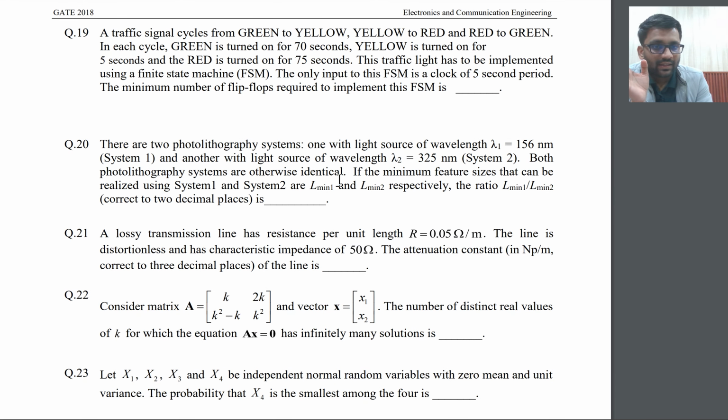Now again, this is very straightforward. Photolithography systems are given, you need to compare the wavelengths and what they are asking. Wavelength is given, both photolithography systems are okay. As of now, this is not in our syllabus. Photolithography was there previously in the syllabus, but now it is not. If it was in the syllabus, this question would have been very easy.